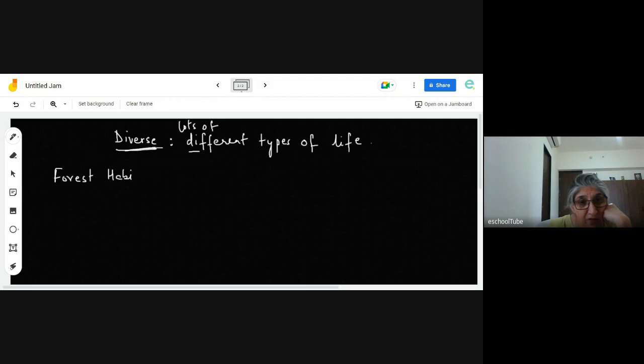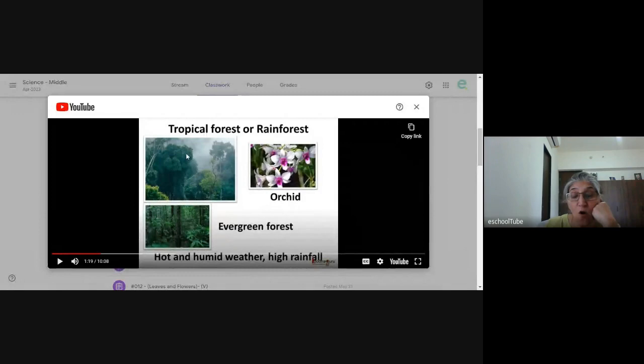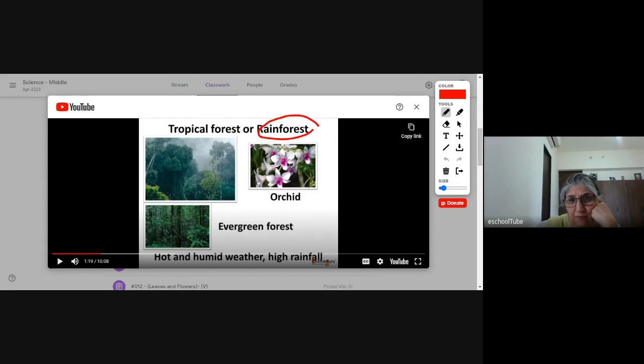And the first one that we are doing is tropical forest. Let's see what is typical to this tropical forest. The name itself should give you an idea. What is this, Saksham? Rainforest. So what do you think tropical forests must be having?